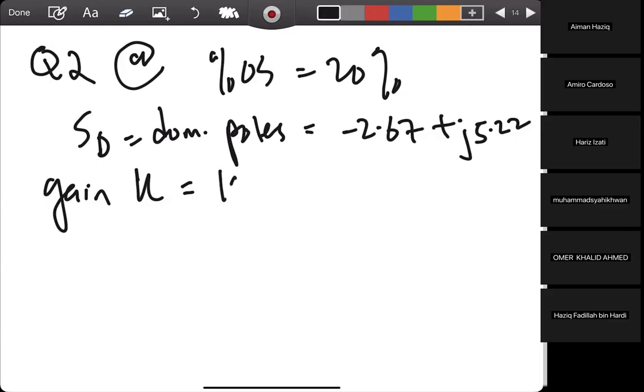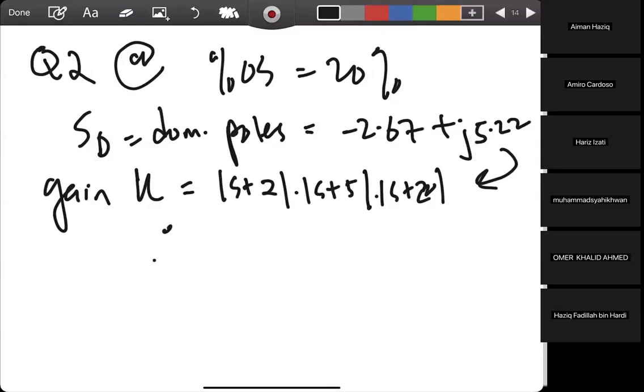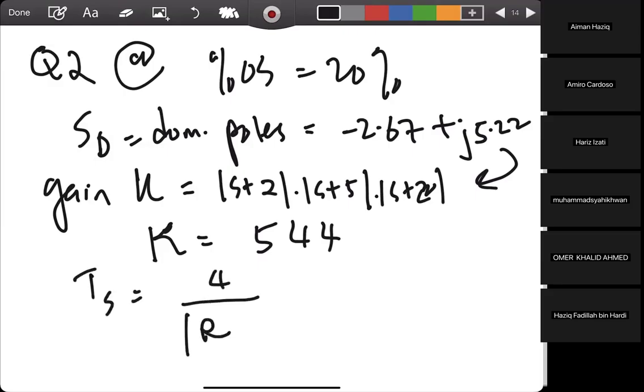So it will be S plus 2, S plus 5, S plus 20 over 1. So you replace S inside here. So you will get K equal to 544. And then the settling time as usual, 4 divided by real, 4 divided by 2.67.